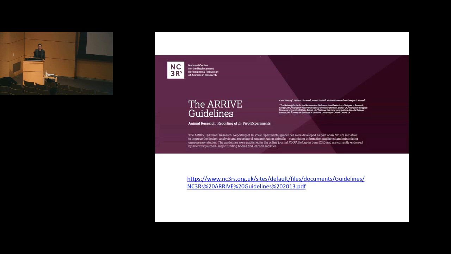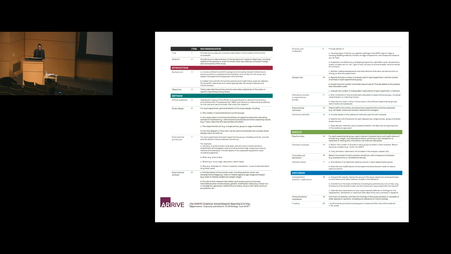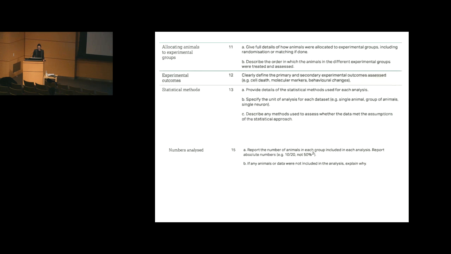So there are available guidelines, which I'm sure you must know. The ARRIVE guidelines for animal studies, they go on from the methods, introductions, to experimental animals and sample size. And we're going to zoom in here. Allocating animals to experimental groups. Again, it's incredible how many times I read a grant and I cannot find how many groups, how many animals. These are basic, and a reviewer shouldn't be spending time looking for these.